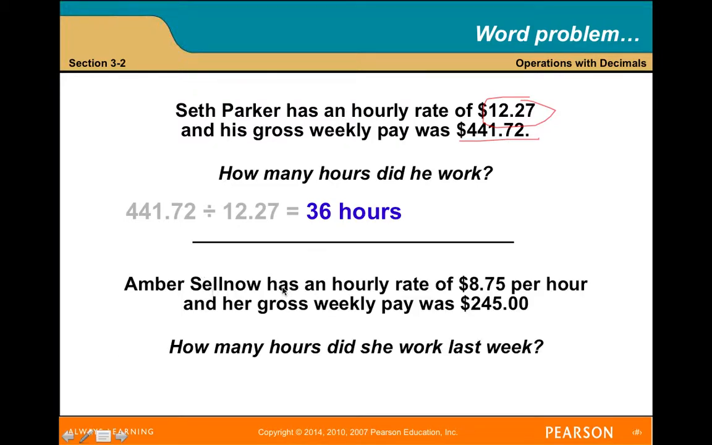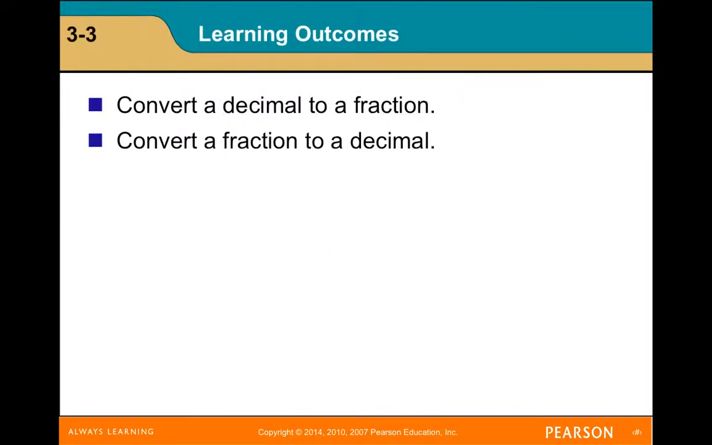Amber Cell now has an hourly rate of $8.75 per hour, and her gross weekly pay was $245. How many hours did she work last week? 28 hours.